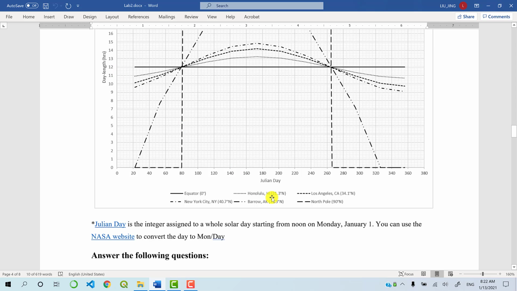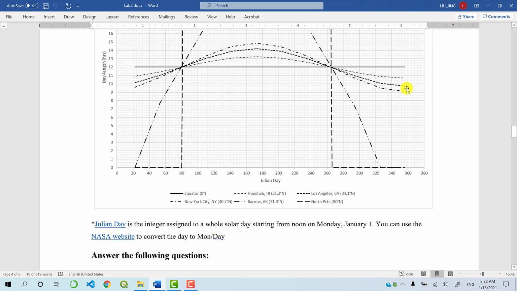Okay, but Honolulu, go a little bit to the north. Hawaii, you have this dashed line. It changed a little bit. It's quite stable, right? Okay, and then LA is the next one. This a little bit thicker. This dashed line. Okay, this is LA.